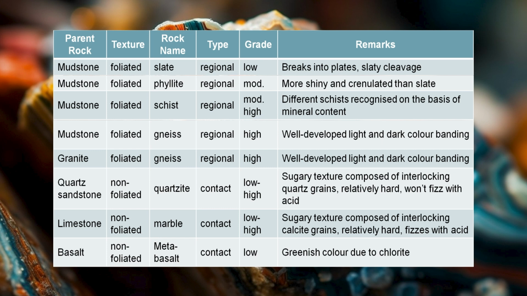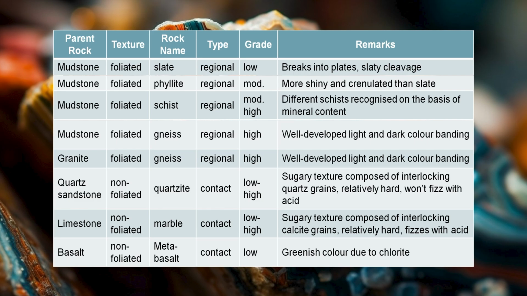Likewise, limestone can be the protolith, the parent rock. Then it is a non-foliated type of metamorphic rock. It can result in marble. It is a contact metamorphic rock of low to high grade. It also shows an interlocking texture of calcite grains, but it fizzes with acid because it contains calcium carbonate.